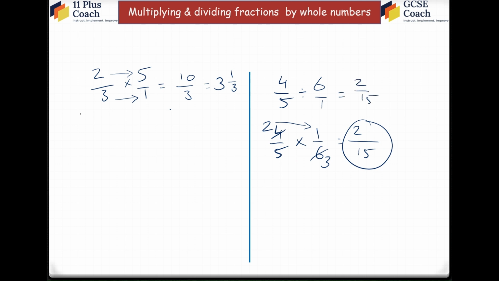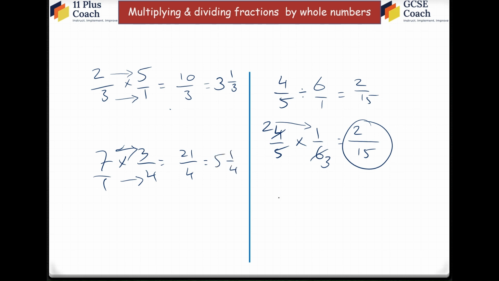And it doesn't matter if it's the second number that's the whole number, or the first. So for example, I could have done 7 times 3/4. Same thing again, put 1 underneath and times across. And that'd be 21 over 4. And that would be the same as 5 and 1/4.